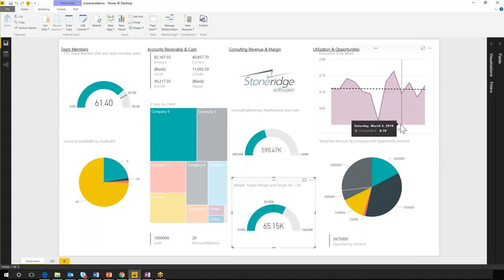So again, as you can see on here, we've got about 10 or 11 metrics that we're looking at on a weekly basis. So we're not trying to overcrowd this with a ton of different things, but making sure that we've got some of the key things that we want to be able to see on here.